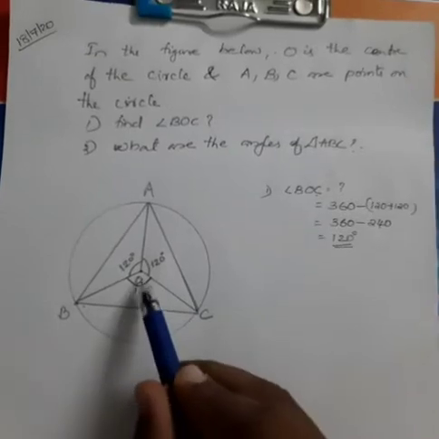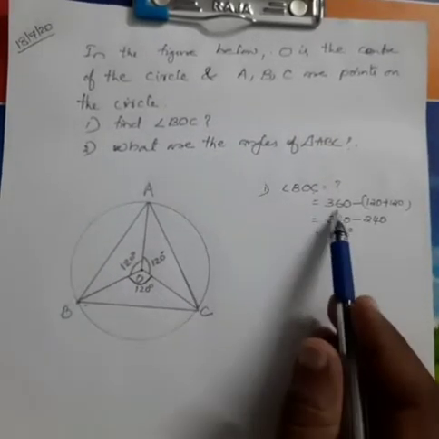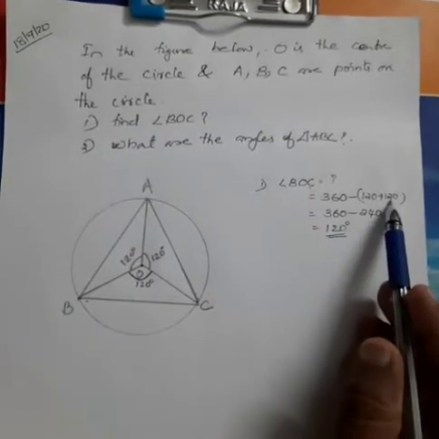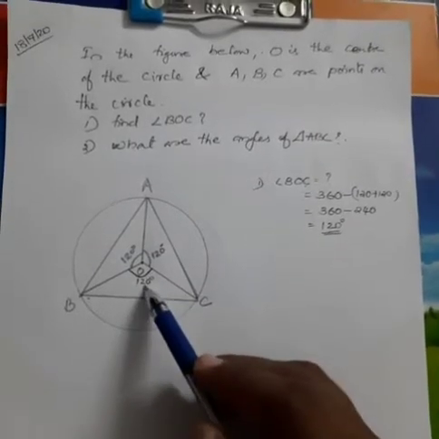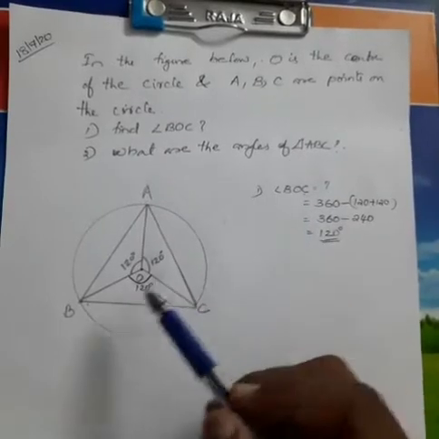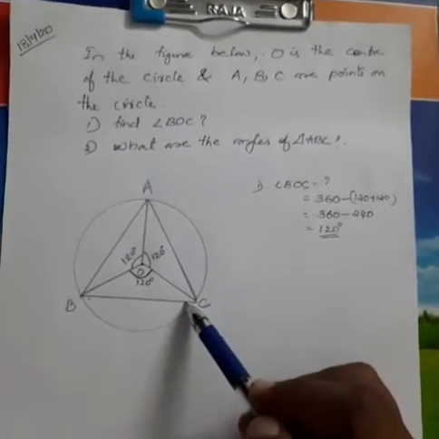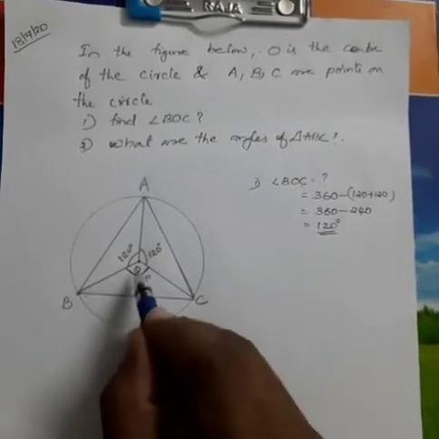So the total angle around the point is 360. So 120 and 120 are gone. So 360 minus 120 plus 120, you will get angle BOC as 120 degrees. Then the second question, in triangle ABC you have to find out angle A, angle B and angle C. Consider this first triangle BOC.